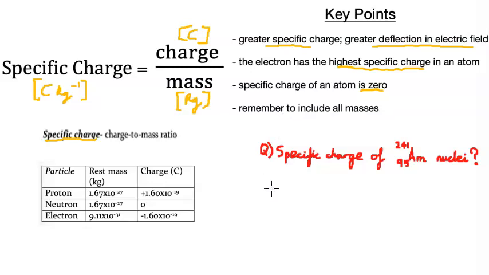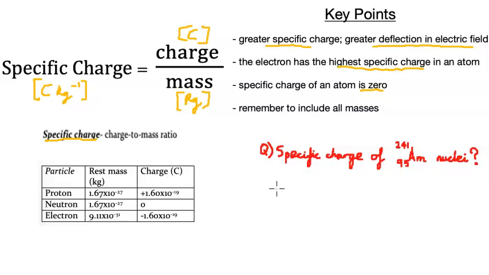Here I've written down an example question, which is asking for the specific charge of the americium-241 nucleus. Sorry about my handwriting, it's not particularly great. So I suggest that you pause the video now and have an attempt at it before I go through the working. Okay, so it's a nucleus, so we don't have to worry about electrons.